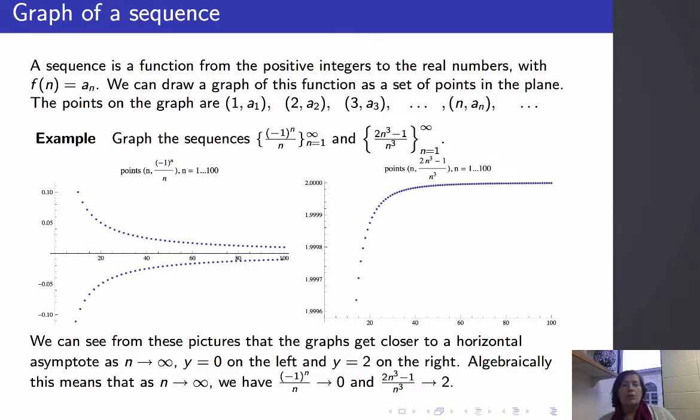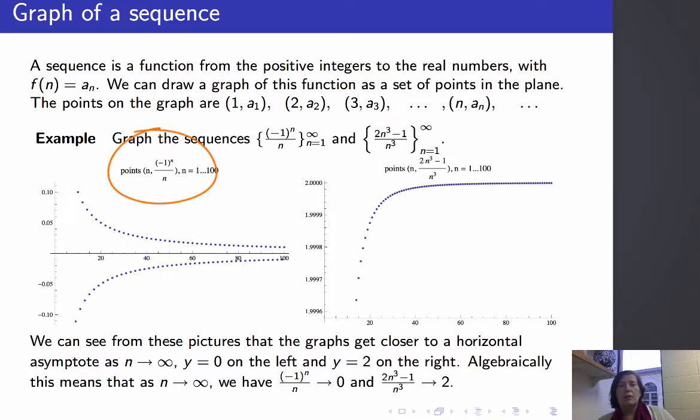So the first point on the graph is (1, a_1), and the second point is (2, a_2), (3, a_3), etc., etc. (n, a_n) is the nth point on the graph. So the n's are along the horizontal axis, and the a_n's are the coordinates on the vertical axis for each of these points. We see here the graphs of two sequences.